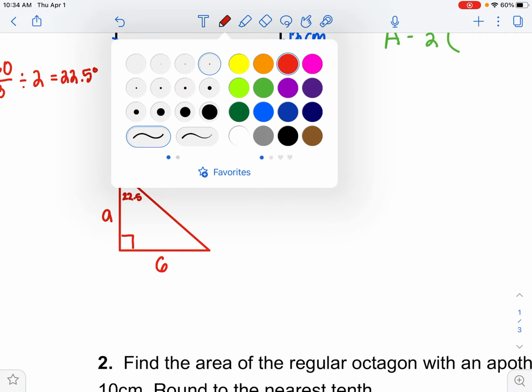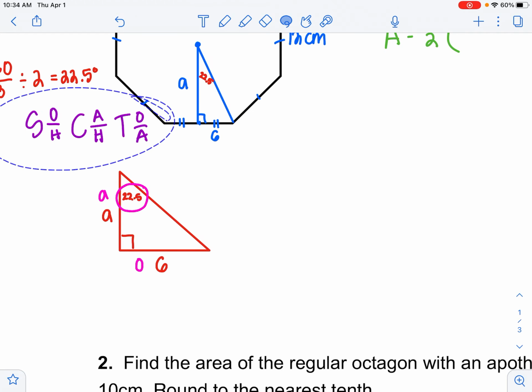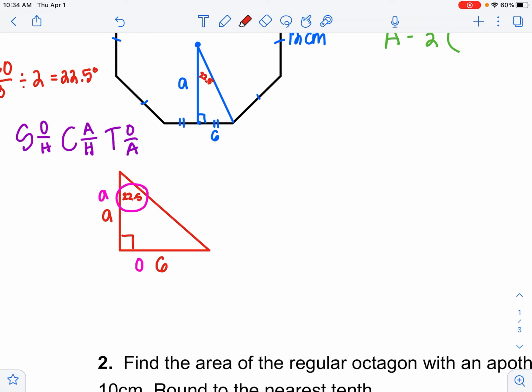All right, SOHCAHTOA to figure out what A is. So here is my angle. This is opposite, and this is adjacent. So I say, which trig function uses O and A? So I look, here's SOHCAHTOA right here. O and A is used by tangent. So I'm going to say tangent of my angle, which is 22.5 degrees, is equal to opposite, which is 6, over adjacent, which is A.